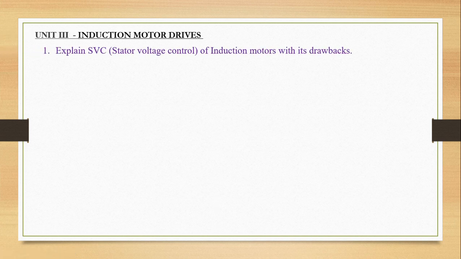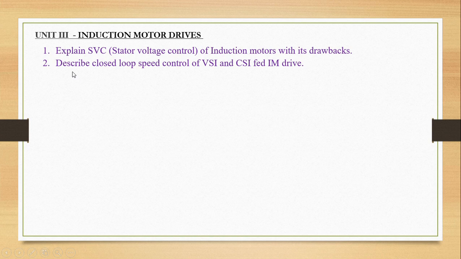And the third unit is induction motor drives. First one, explain SVC of induction motors with its drawbacks. SVC stands for stator voltage control. Second one, describe closed loop speed control of VSI and CSI fed induction motor drive. VSI means voltage source inverter, CSI means current source inverter. Third one, compare VSI and CSI fed induction motor drive.